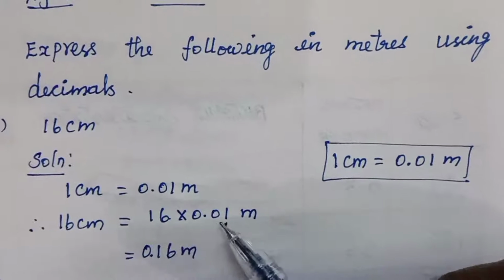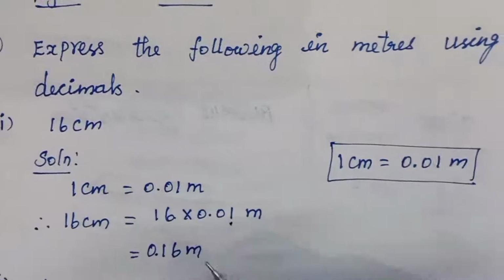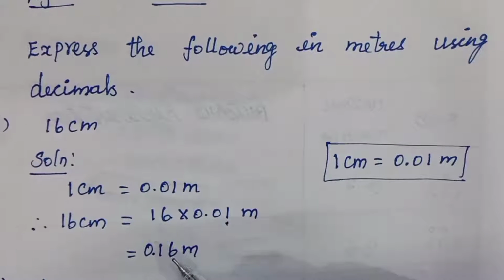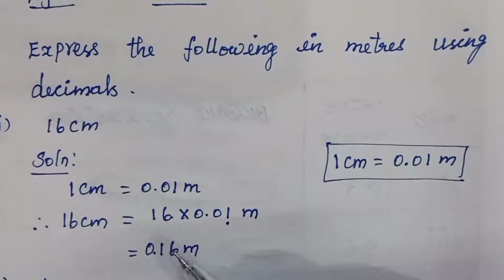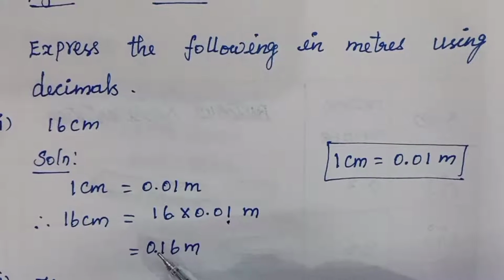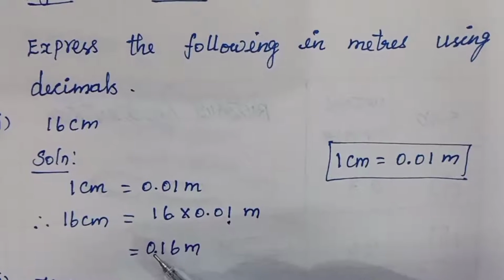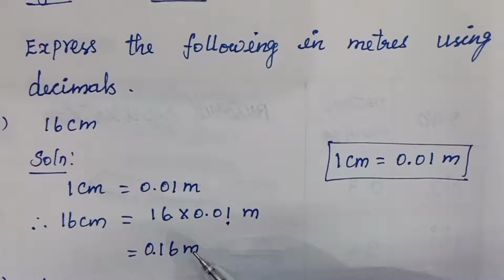So 16, we need 2 decimal places. So you have to count from right to left. So that is 1, 2. After these 2 digits, keep the point. So 0.16 meter.